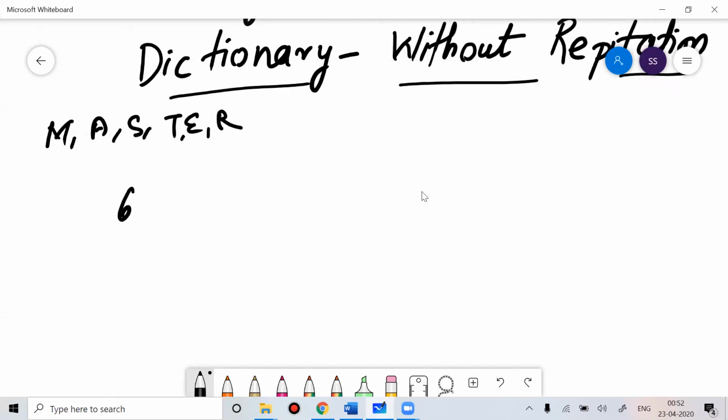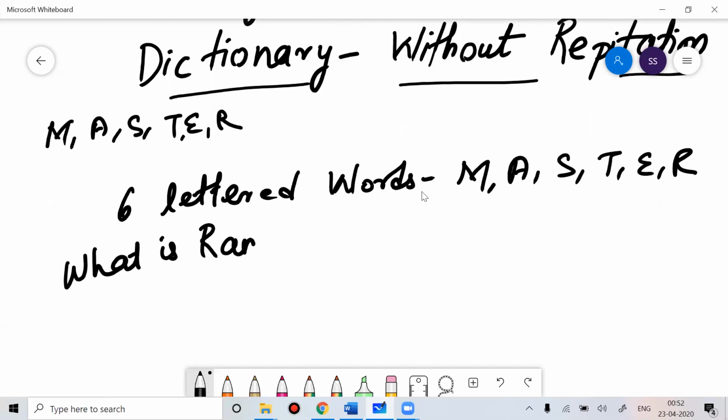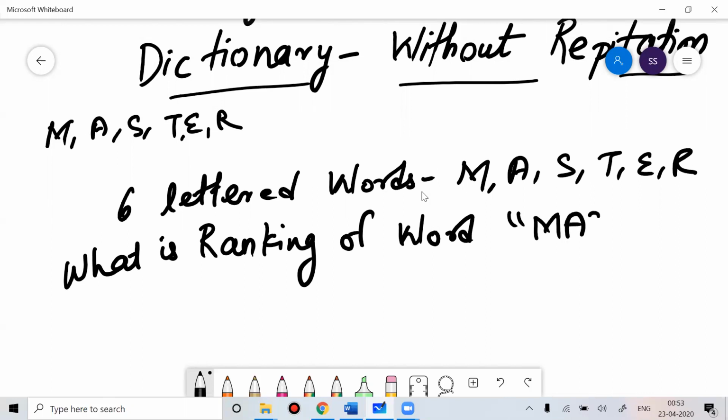Okay, so assume that I'm making a dictionary of 6-lettered words, where those 6 letters are M, A, S, T, E, and R. Now, in that 6-lettered word dictionary, what is the ranking of the word? That word is MASTER. So I want to know the ranking of this word called MASTER.